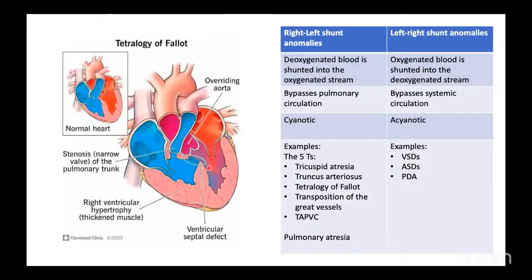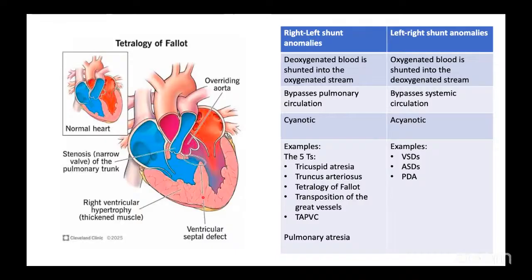For the tetralogy of Fallot, as we mentioned, the problem is with the fusion of these two parts of the interventricular septum. The first one is a ventricular septal defect. The second one is overriding aorta, so the aorta is receiving blood from both the left ventricle and the right ventricle. So it's a very large aorta. The pulmonary one is stenosed, it's much smaller. Because of that small one, a lot of pressure is required to push blood through, and that's why you have right ventricular hypertrophy of the muscle. In addition, the right ventricle is also pumping blood through the aorta, so it requires a lot of pressure to do so.